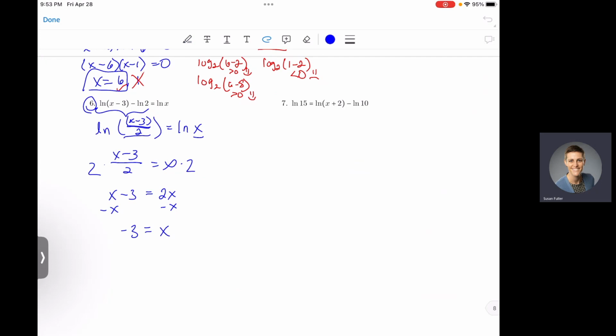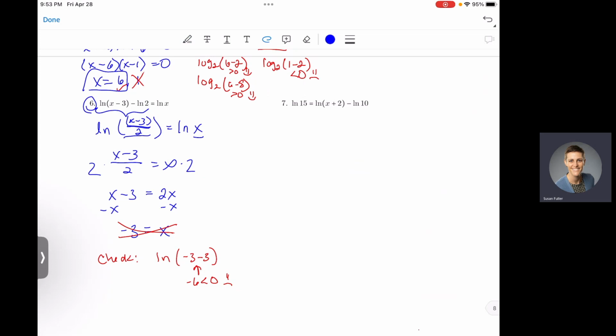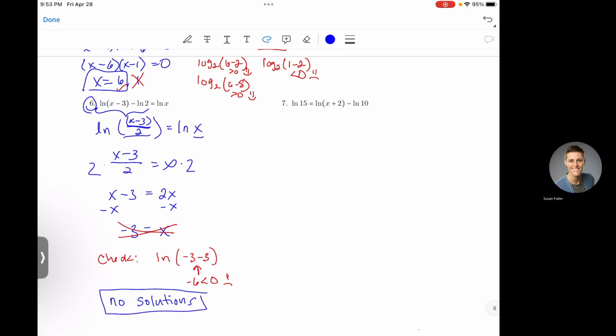But don't forget we have to check it. So let's go ahead and make sure that we don't have negatives in any logs. If I take x equals negative 3 and plug it in here, I get negative 6. That is less than 0. I can't do that. So that means I have to toss out that solution. And that was the only one we had. So if we have to toss out the only one we have, then you have no solutions at all for that equation.